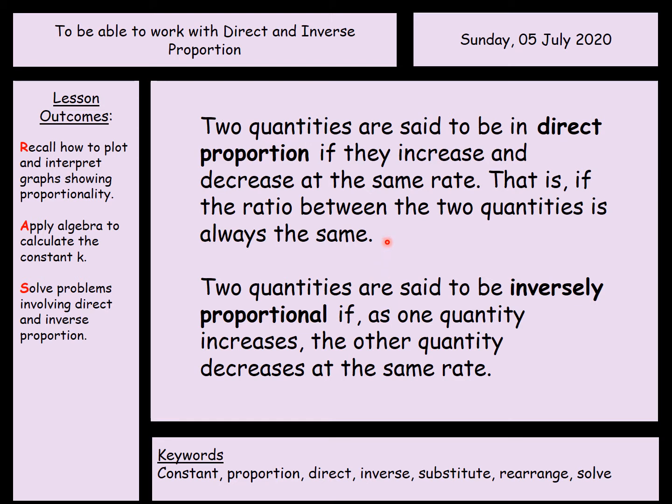Okay, a little bit of note taking then. Two quantities are said to be in direct proportion if they increase and decrease at the same rate. So if the ratio between the two quantities stays the same, like all the ones we've just seen, it was the same value each time. Two quantities are said to be inversely proportional if one thing increases, the other thing decreases at the same rate. Okay.